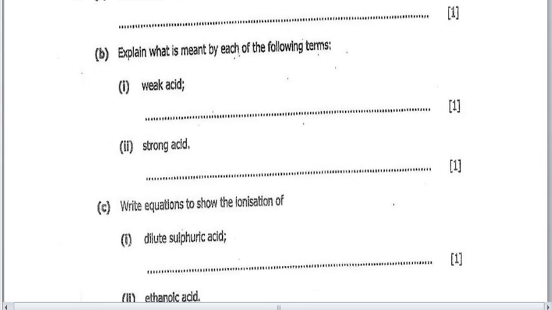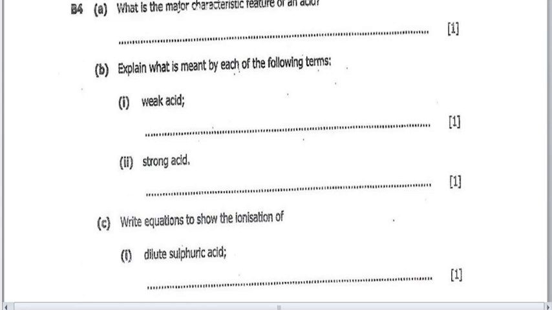Okay, so we proceed. We look at B4. B4 is a question. What is the major characteristic feature of an acid? Now, the major characteristic feature of an acid, what helps us to know that this is an acid, is the production of hydrogen ions when dissolved in water. So, hydrogen ions.